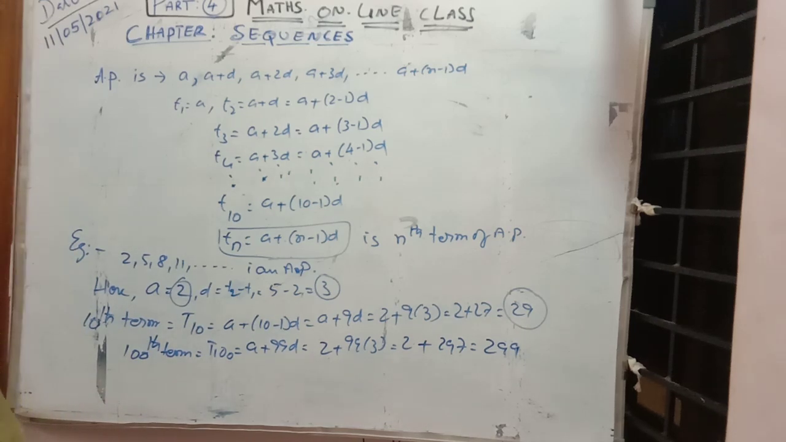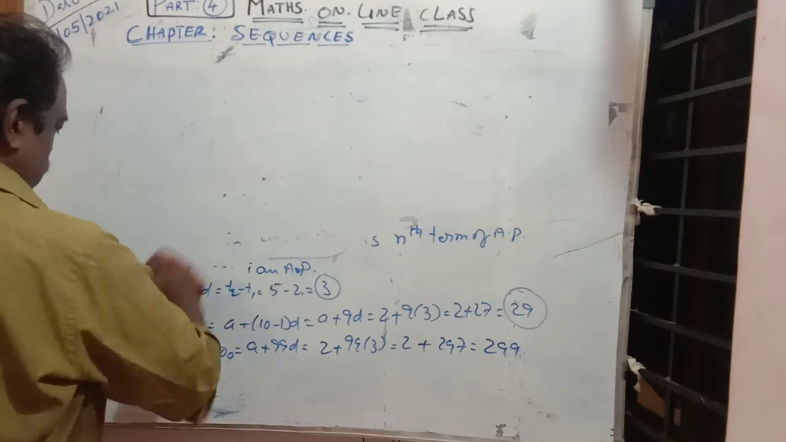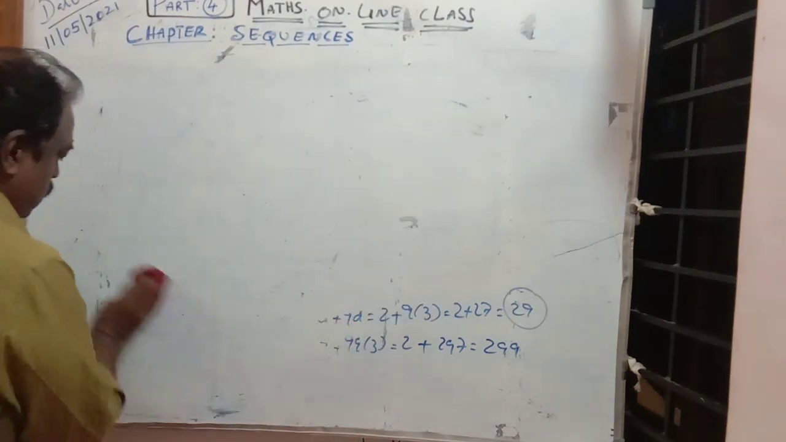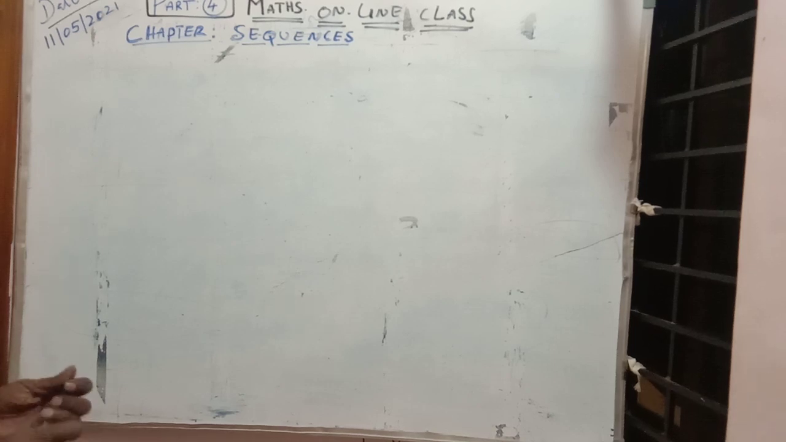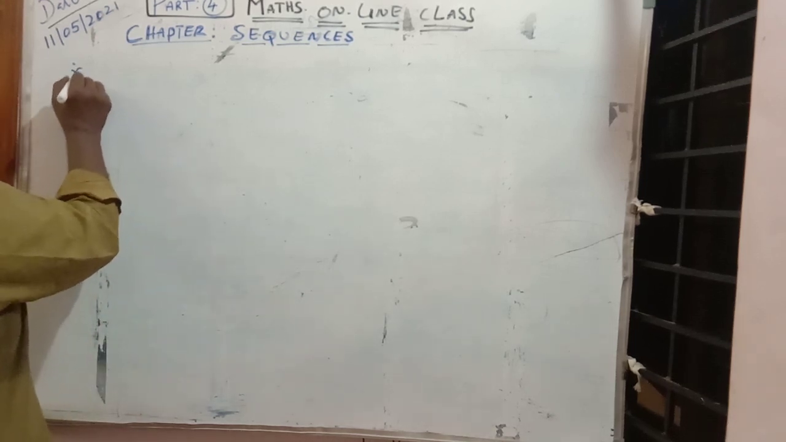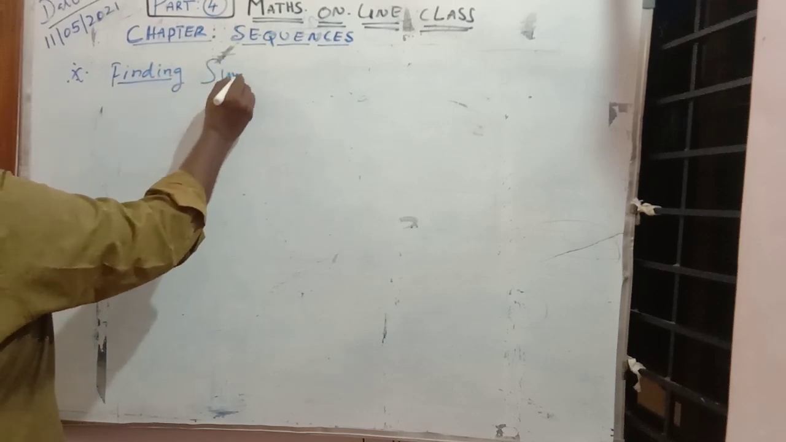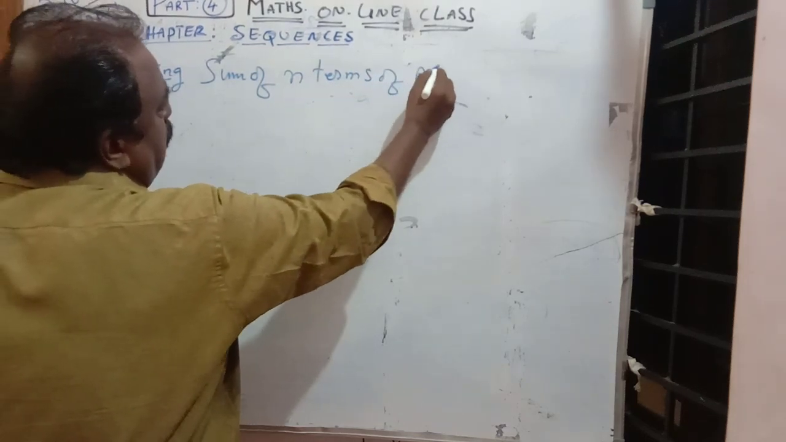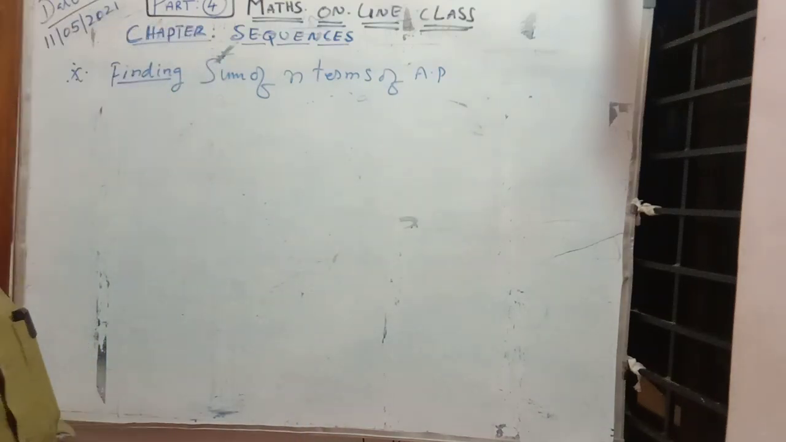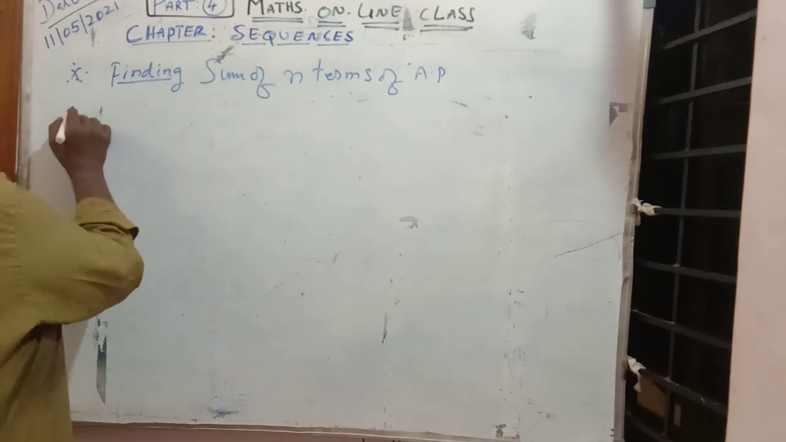Now, observe. It is an important concept. Finding the sum of n terms of an AP is a very, very important concept. It's formalized there. Please observe it. Finding the sum of n terms of an AP. Proof.